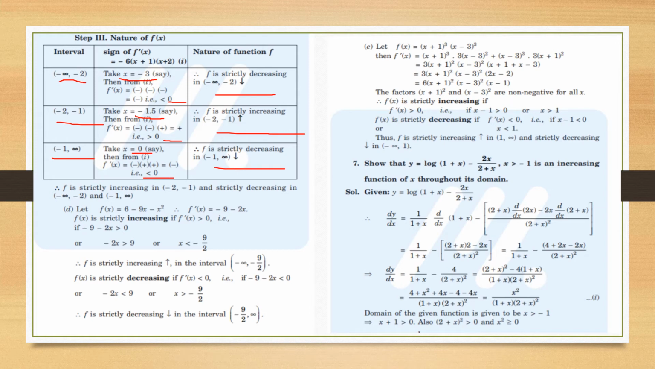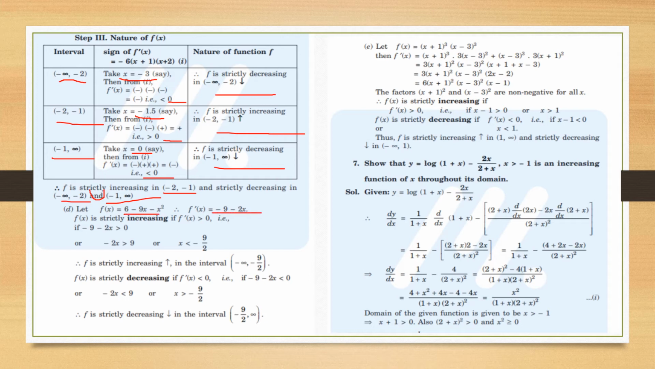Okay. So what can I conclude? The function is strictly increasing in -2 to -1 and decreasing in these two intervals. So these two intervals can also be joined by putting the sign of union here. Okay. Now let us see question number D. f(x) is 6 minus 9x minus x square. So this is my derivative.